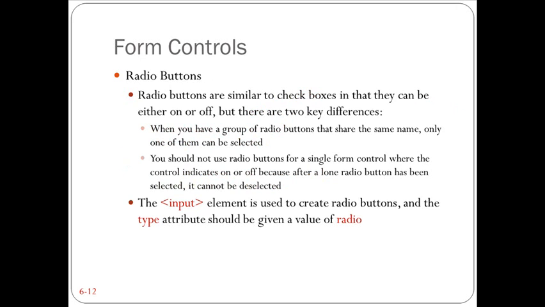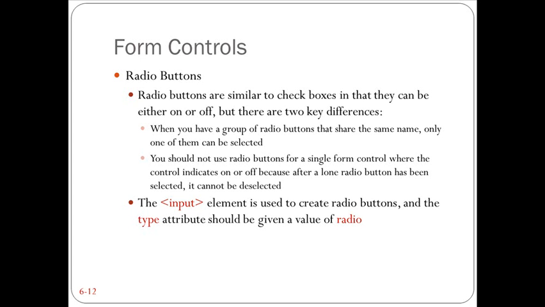Radio buttons. These are similar to checkboxes in that they are either on or off, but there's two really big differences. One is that when you have a group of radio buttons that share the same name, only one of them can be selected at a time. Now, the key there is the group and the same name. If you've already taken Visual Studio, you're probably familiar with making radio buttons and making them into a group by the container that they're in. That is not true in HTML. It's the name that groups them together. So they all have to have the same name.